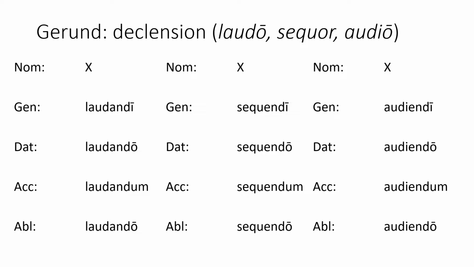Finally, the gerunds of audio. No nominative. The genitive is audiendi and is translated as "of hearing." The dative is audiendo and is translated as "to or for hearing." The accusative is audiendum and is translated as "hearing." And the ablative is audiendo and is translated as "by hearing."